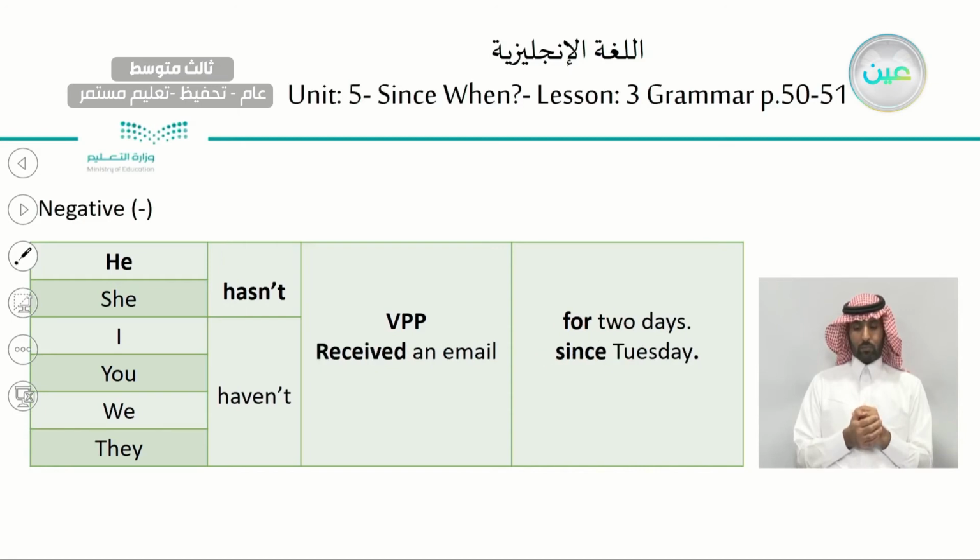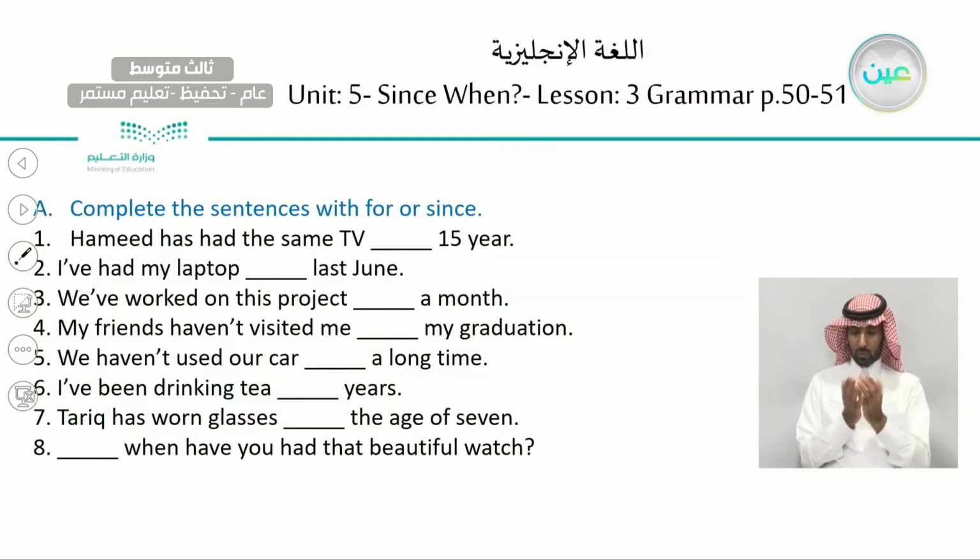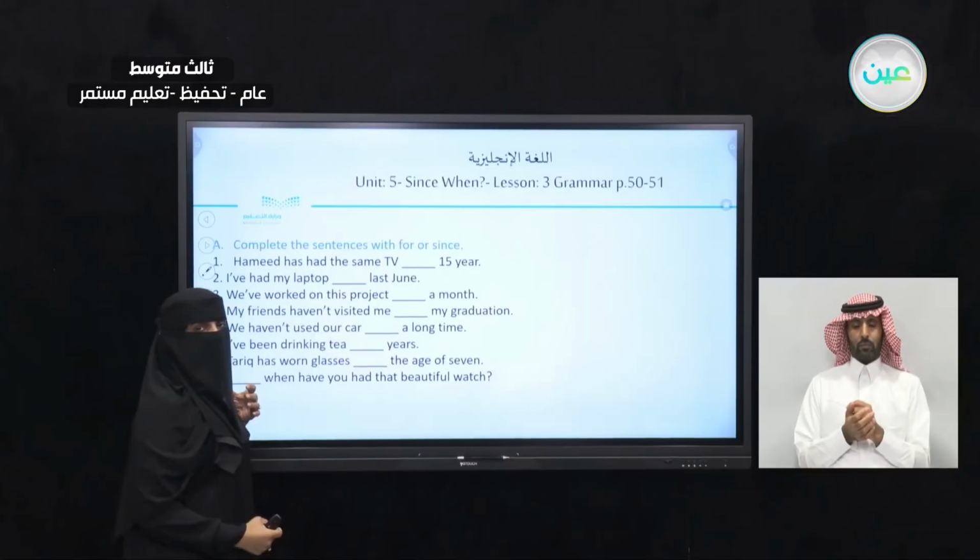With the negative, we have the same. With he and she, we have hasn't. And with the other pronouns, we have haven't. And we have the verb past participle, received an email. This is the third form of the verb: for 2 days, since Tuesday. You can see these tables also in your book, page 50. Okay, let's see this exercise to know the difference.